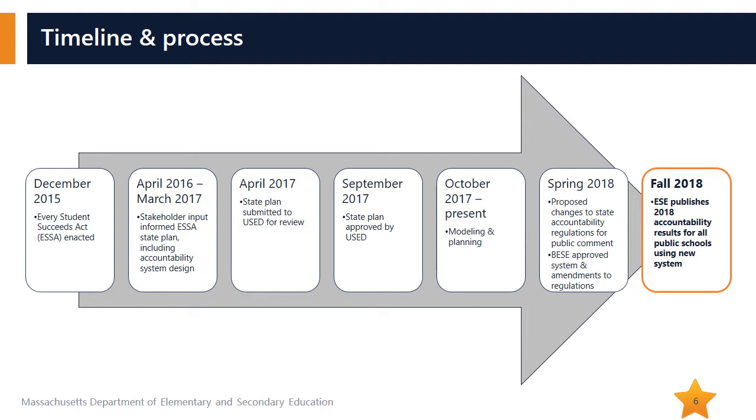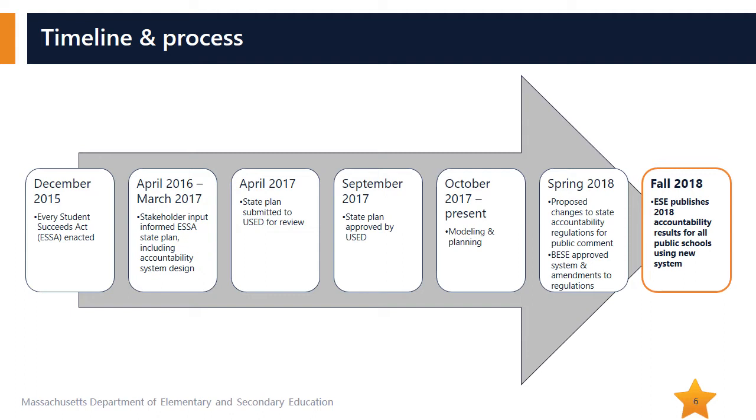Included in this process was the need to update the state's accountability regulations. These regulations were very specific and outlined the measures that were used to place schools and districts into accountability and assistance levels 1 through 5. Since our plan was to discontinue the use of accountability levels, we needed to amend the regulations in order to align them to our approved ESSA state plan. Proposed amendments were shared with the Board of Elementary and Secondary Education in the spring of 2018, and after a period of public comment, were approved by the board in June 2018.